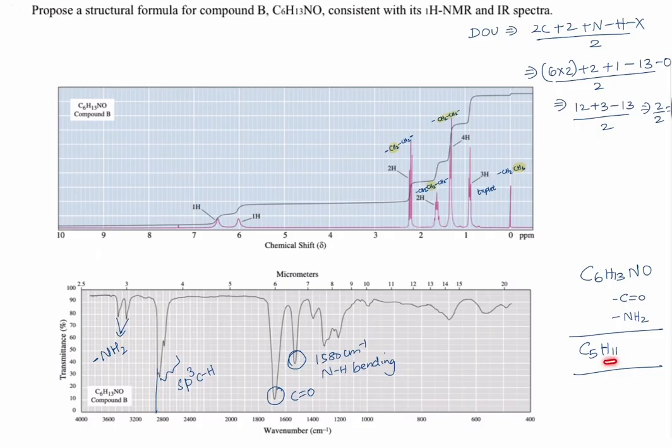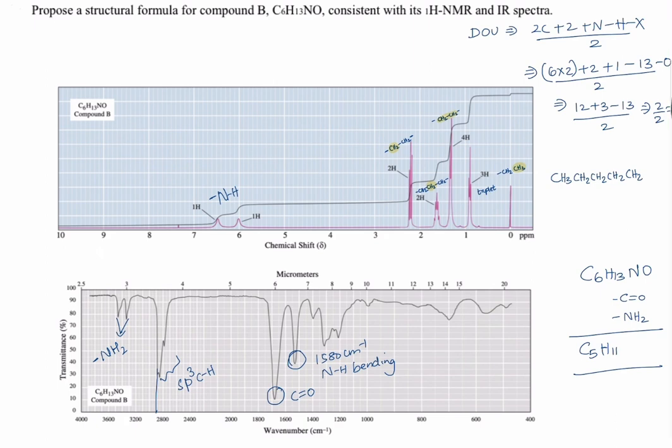We need to see a total of 11 hydrogens. When we count the hydrogens here: 3 plus 2 is 5, 5 plus 2 is 7, 7 plus 4 is 11. We can say that all of these groups are arranged in a row. So let's put that together: CH3, CH2, CH2, CH2, and CH2. We also see 2 signals here, which correspond to the NH peaks. NH peaks are normally broad, and they can fluctuate.